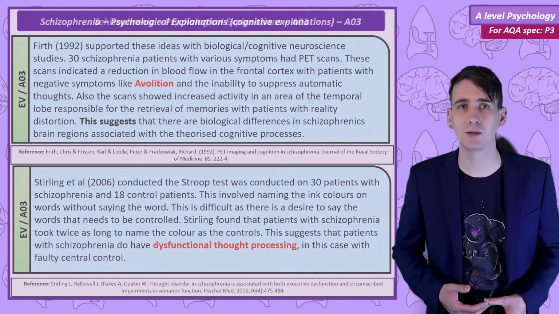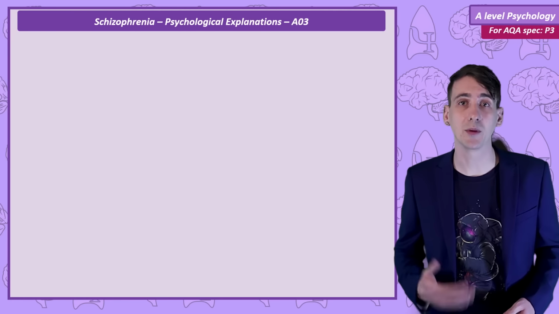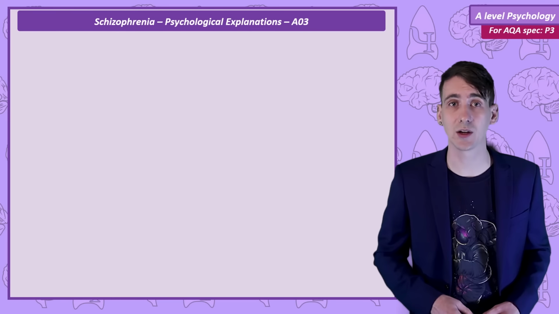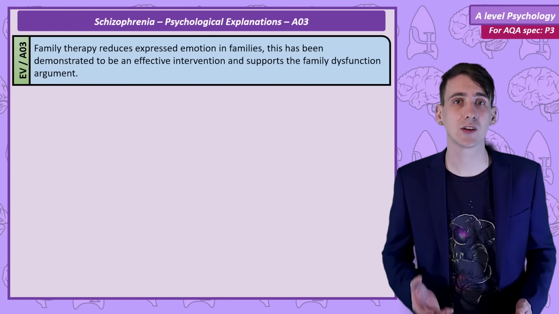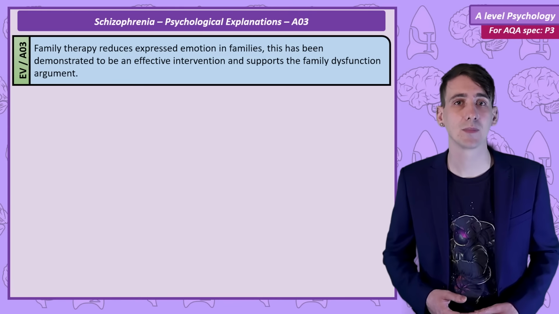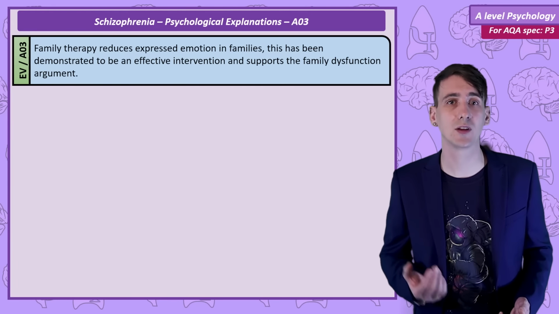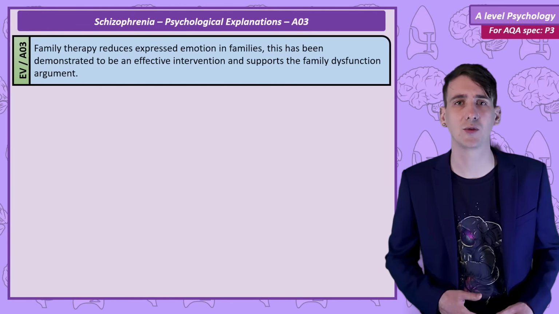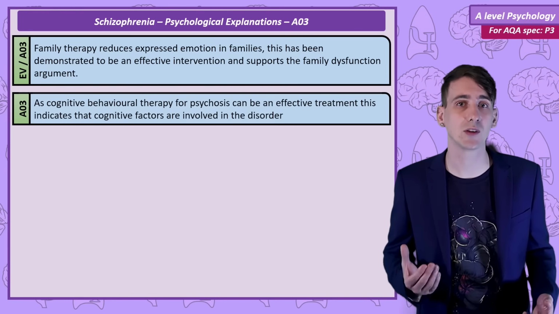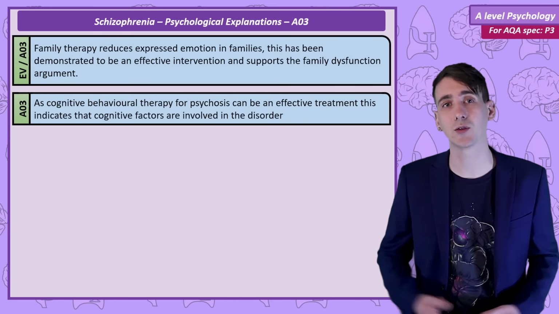We've covered a lot in this video, but before I finish I want to consider some extra evaluations. Firstly, to look at the success of family therapy as a treatment. It's an effective intervention, and its effectiveness supports the argument for family dysfunction in some way causing schizophrenia, and we can make the same argument for the success of CBT and cognitive causes.